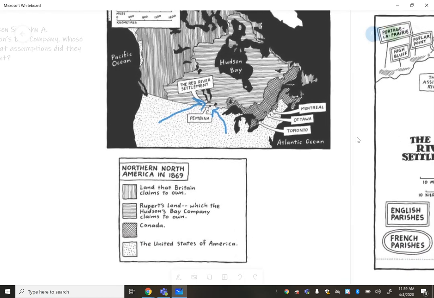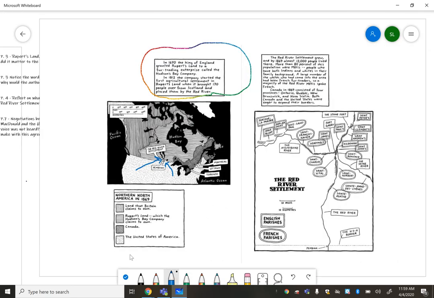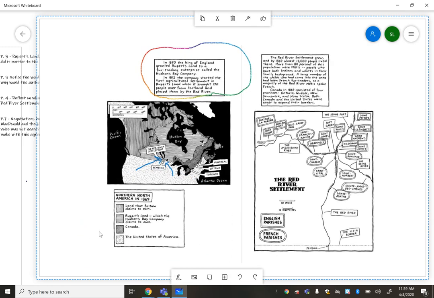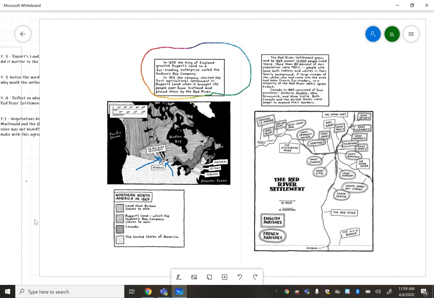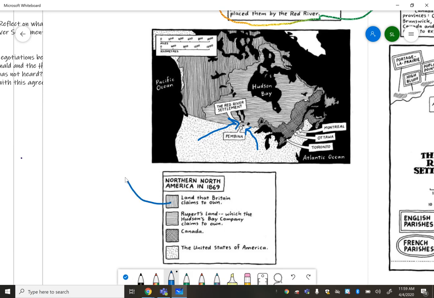because the next question I've asked you is, why did the author choose to do these words down here? So what he said was that the land was land that Britain claimed to own. If you look up here, these straight lines go with this. So that's land that Britain claimed to own.